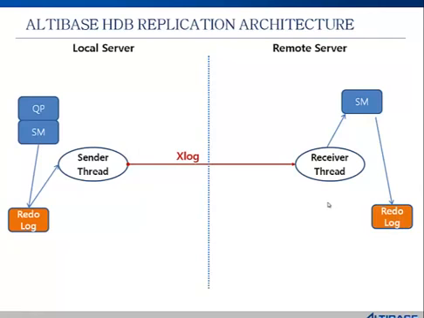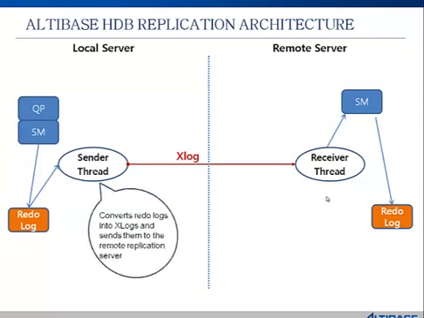Okay. And now we're going to have a look at some main terms used in replication. Previously, I said the replication doesn't send the reader log just the way it is, but it does conversion. Then who and what does this conversion? The sender thread does the job. Okay, the sender thread reads the reader log and converts that into something called the X log. Okay, after it is converted, it is sent through the network.